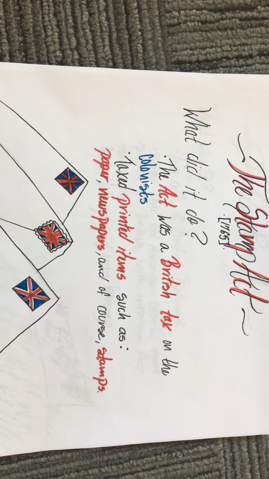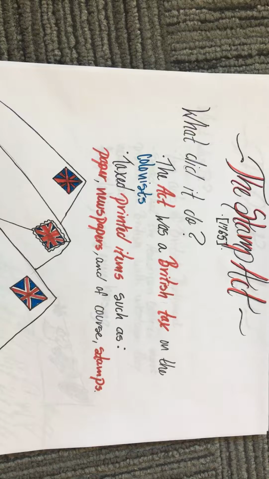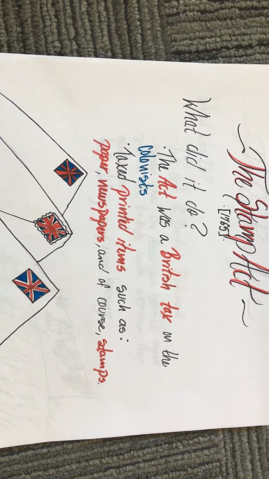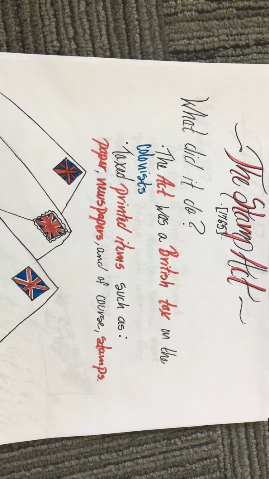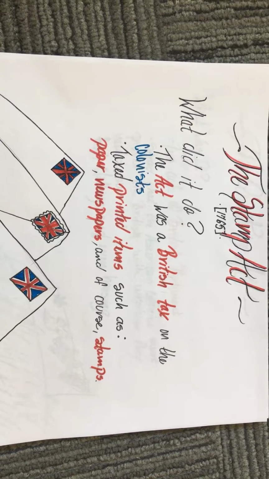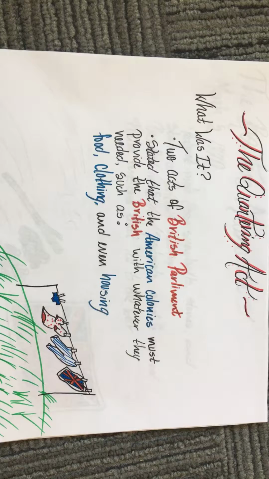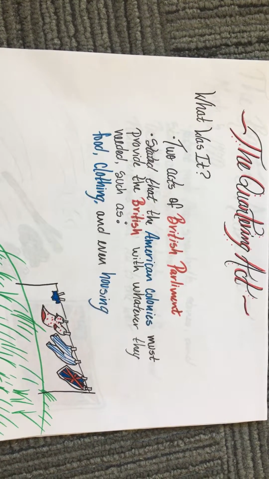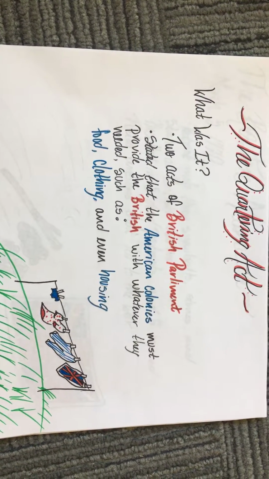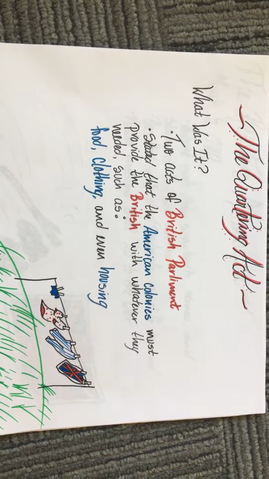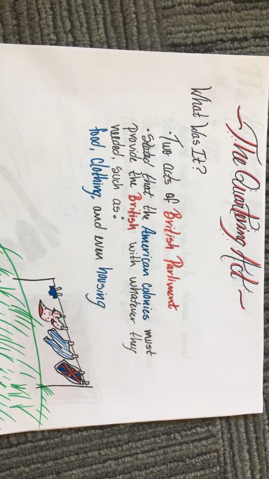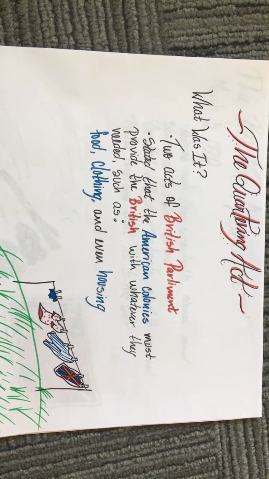The Stamp Act of 1765. What did it do? The act was a British tax on the colonists that taxed printed items such as paper, newspapers, and of course, stamps. The Quartering Act. Two acts of British Parliament stated the American colonists must provide the British with whatever they needed, such as food, clothing, and even housing.